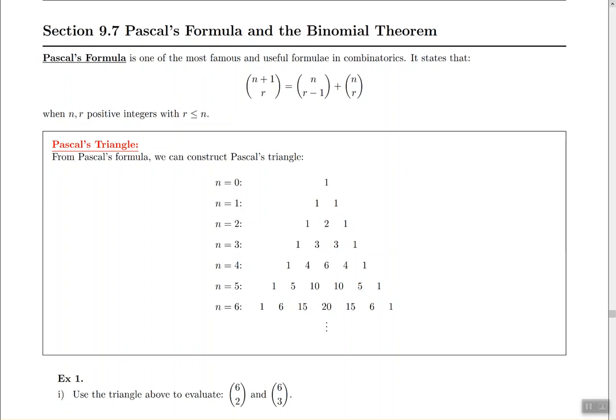Okay, in this section we will learn the Pascal formula and the binomial theorem. There's the Pascal triangle in front of you on the page. It's built using this formula that's written up here, but again, you don't need to know the formula if you know what to do. So the pattern goes like this.